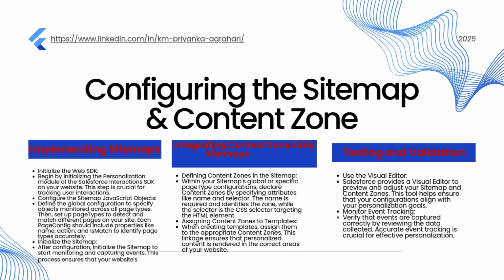First, we will learn what a sitemap is in the context of Marketing Cloud Personalization. A sitemap is a configuration-driven integration layer that maps key business objects into the personalization system through event capture. Its role is defining page types, capturing user interactions, and facilitating personalized content delivery.